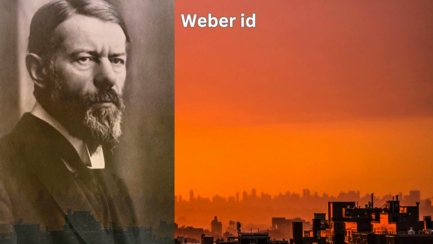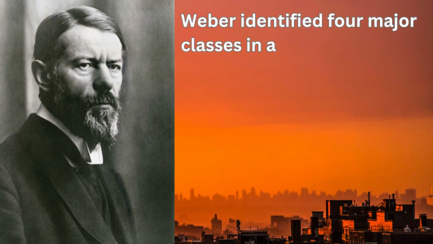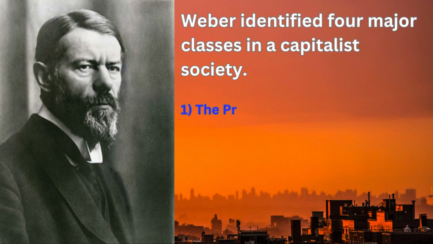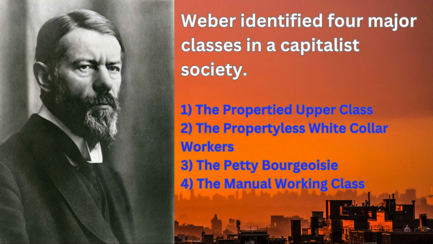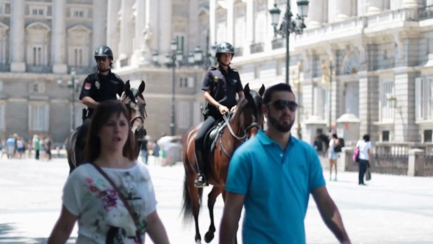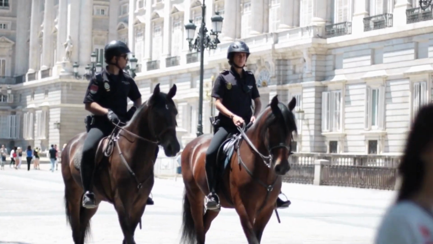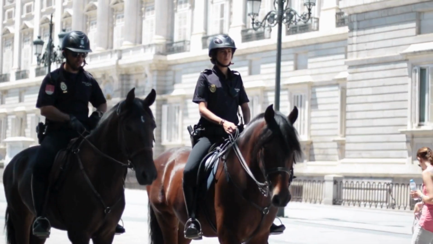Weber identified four major classes in a capitalist society. The propertied upper class. The propertyless white-collar workers. The petty bourgeoisie. The manual working class. Let's explore short explanations for each type of class.